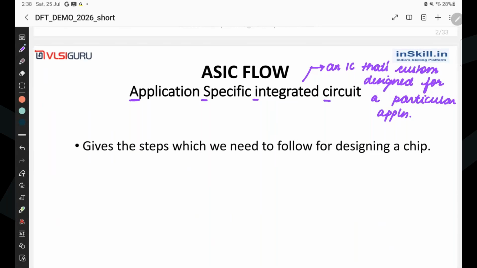So say for example, a modem chip can't be used as a chip which is used for deployment of airbag in automobile.